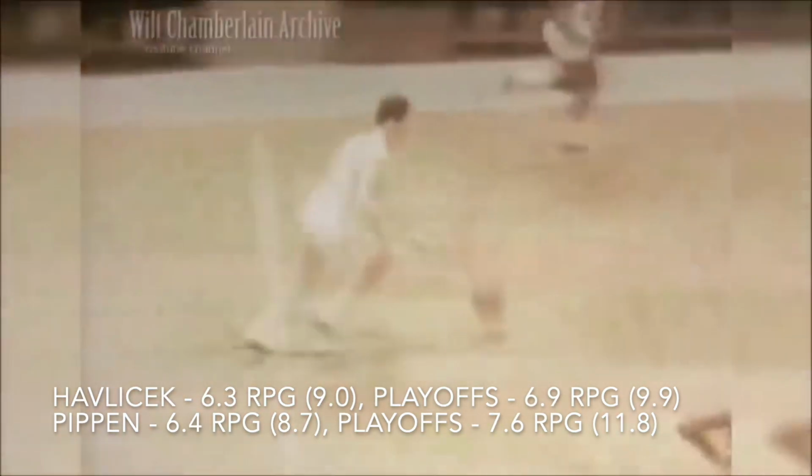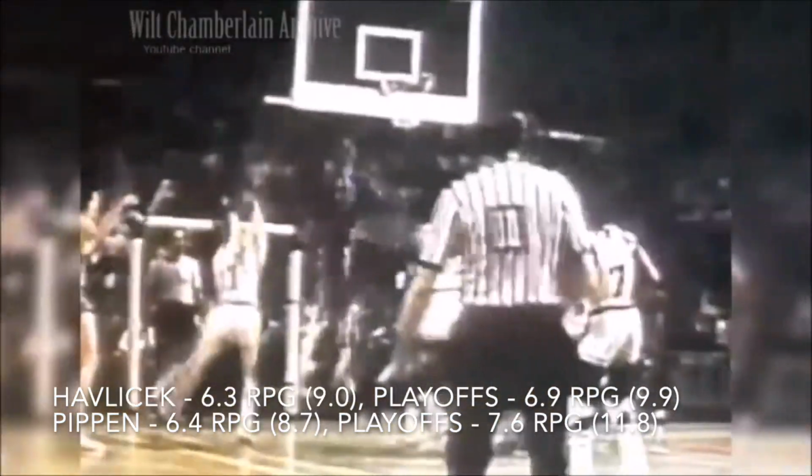In the playoffs, Havlicek averaged 6.9 boards a game with a peak of 9.9 boards per game in 1969, and Pippen averaged 7.6 rebounds a game in the playoffs with a peak of 11.8 rebounds in 1999. In this category, their numbers are so similar that I will put them as a tie.